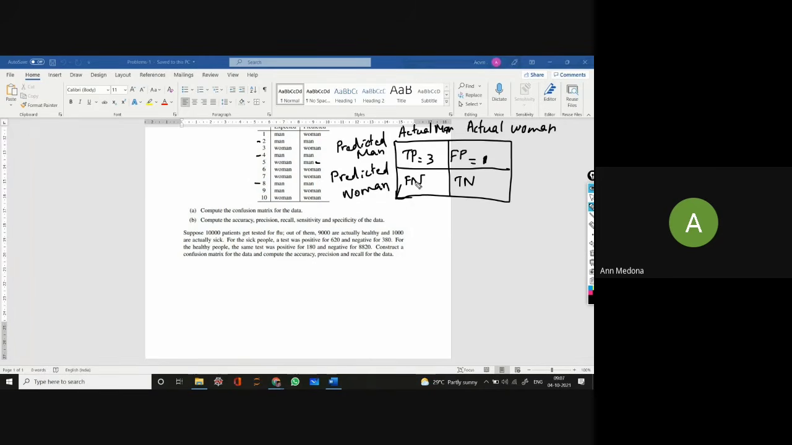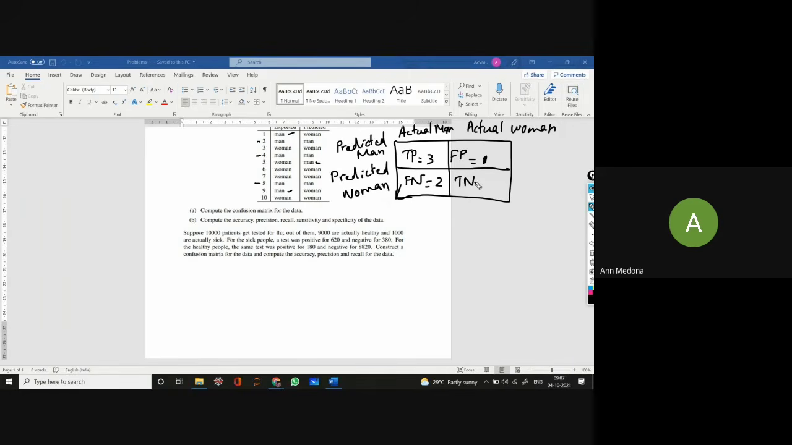Next you have to calculate false negative. False negative is where the expected value is man, but the predicted value is woman. Here it is man, but it is predicted as woman. Again, man predicted as woman. So you have totally two samples. So false negative will be equal to 2.